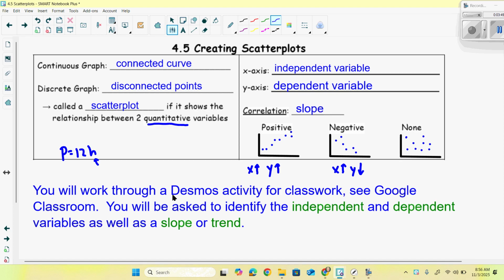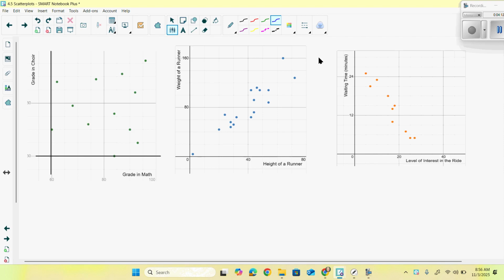So we're going to look at a Desmos activity for the classwork. Go to Google Classroom. You'll be asked to identify what the independent and dependent variables are, as well as what kind of trend you're seeing. Is the Y increasing as X increases? Is the Y decreasing as X increases? We always do X increasing, or is there really no connection? And what you'll see is these kind of graphs. And I think it's fairly obvious if there's a pattern, if it is positive, negative, or if there isn't one.